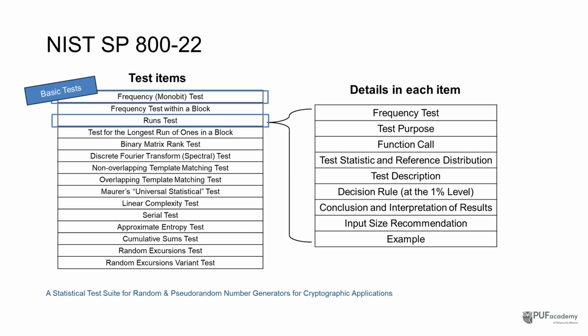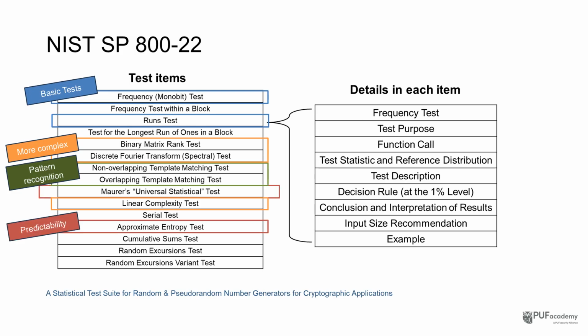They range from basic tests like the frequency monobit test and the runs test, which check for the balance and distribution of bits, to more complex statistical analysis like the binary matrix rank test, discrete Fourier transform, spectral test, and the linear complexity test. The suite also includes tests for recognizing patterns, such as the non-overlapping and overlapping template matching tests, and tests that look at predictability like Maurer's universal statistical test and approximate entropy test.